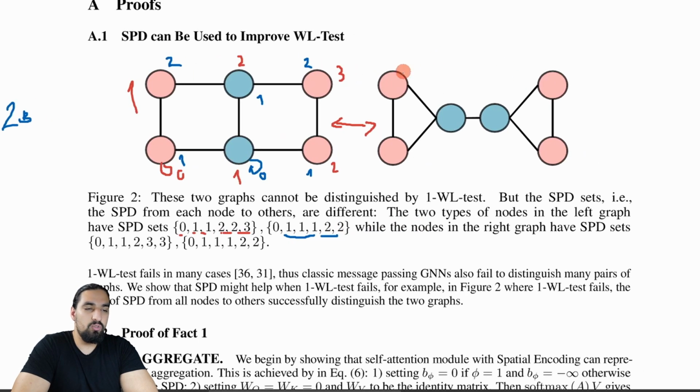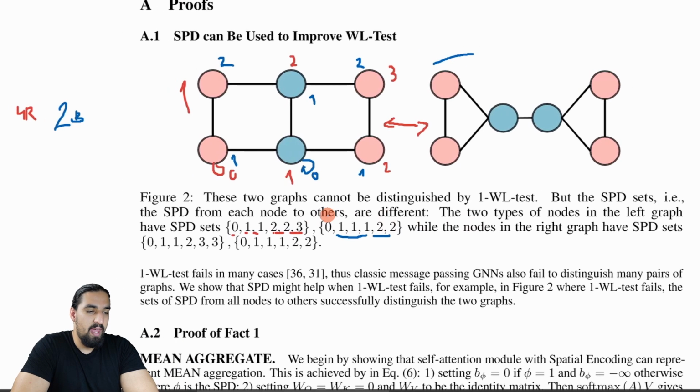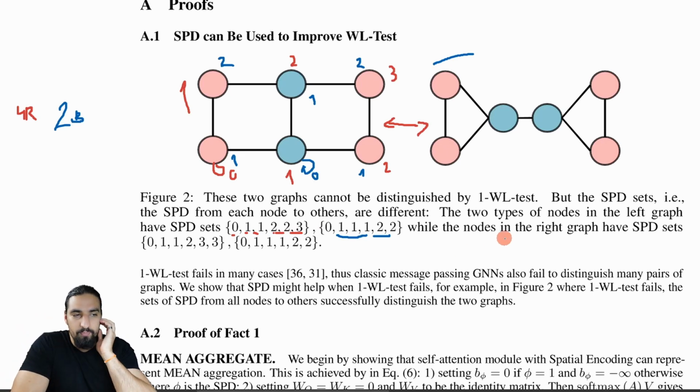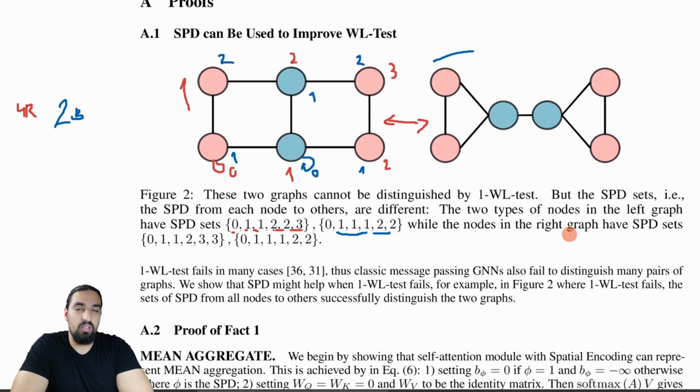And similarly for this graph here. We can see that the SPD sets are different. Thus, the SPD will help us determine that these graphs are not isomorphic, i.e. they are non-isomorphic. So that's a visual explanation and a particular example where they show that Graphormer is more powerful than those simple Weisfeiler-Lehman 1 test kind of architectures.